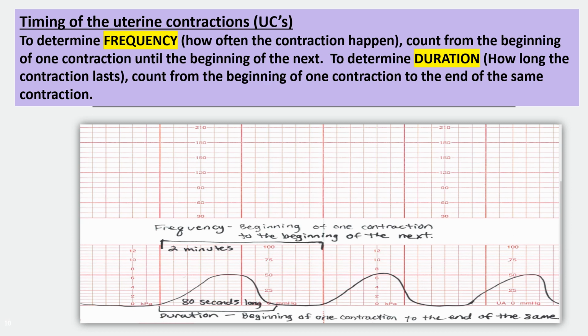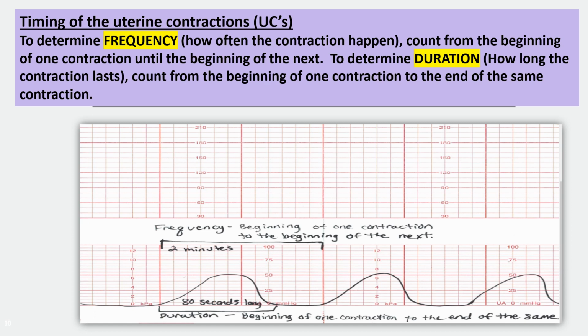So let's talk about contractions. Contractions are measured in terms of frequency, duration, intensity, and resting tone. Okay, so let's talk about frequency. This is how often the contraction occurs. Now you're measuring from the beginning of one contraction until the beginning of the next contraction. So when we're educating patients about this, this is what we're telling them.